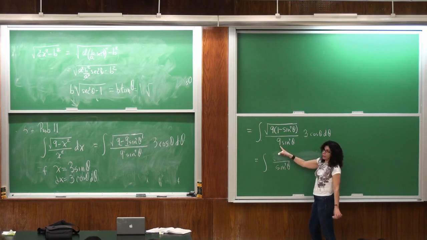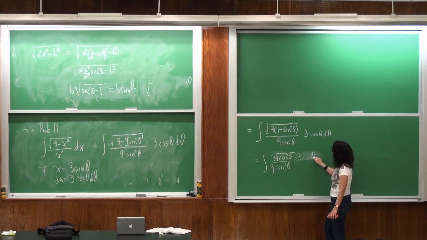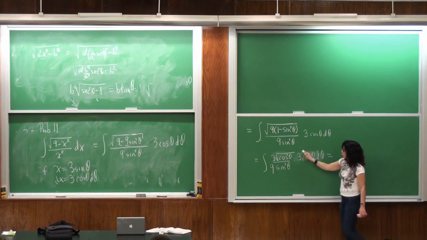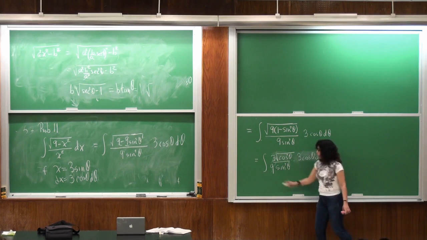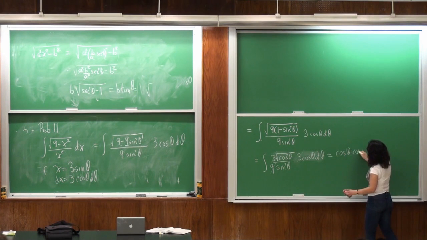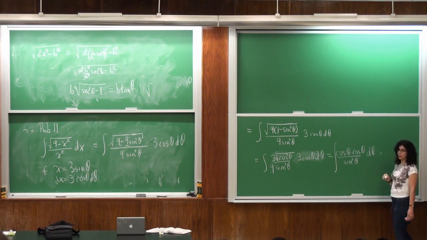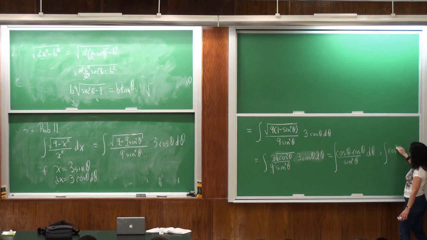Is it clear why I got rid of the 9s? 3 times 1 minus sine square of theta is cosine square of theta. And I have a 9 here, and I have 3 times cosine of theta here. Correct? So 3 times 3 is 9 divided by 9 is 1. So this is cosine of theta times cosine of theta over sine square of theta d theta. Yes? So this became cosine square of theta over sine square of theta d theta.